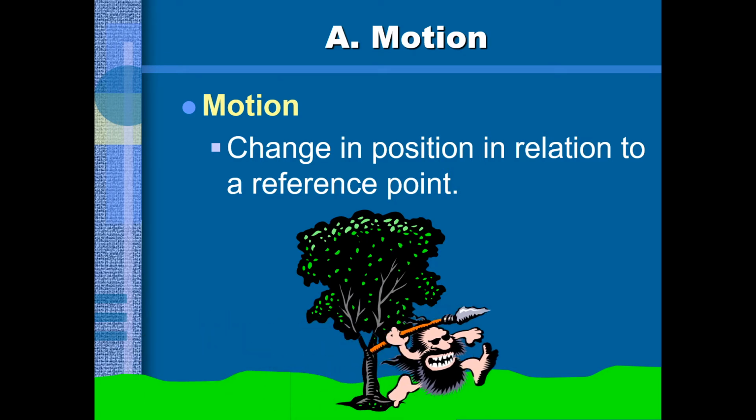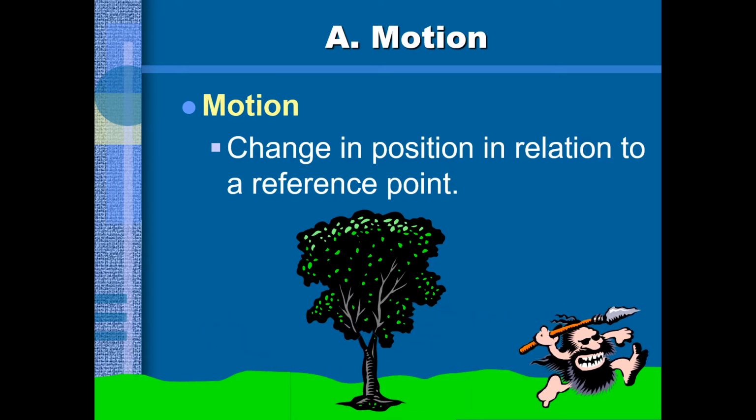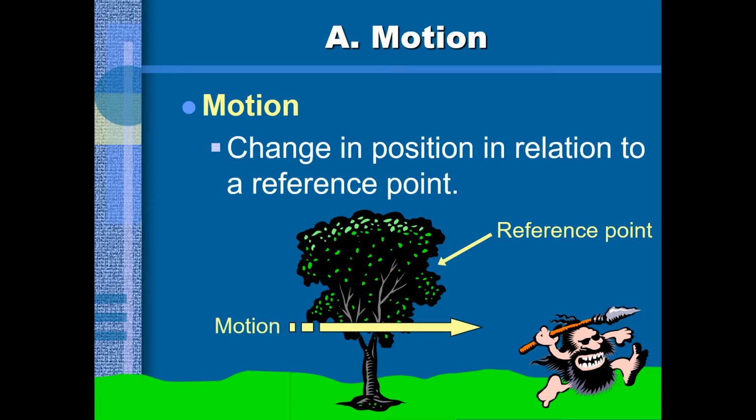You can see this image of a person running. He is moving relative to the tree. The tree is our reference point, and we measure his motion from left to right based on his position relative to the tree.